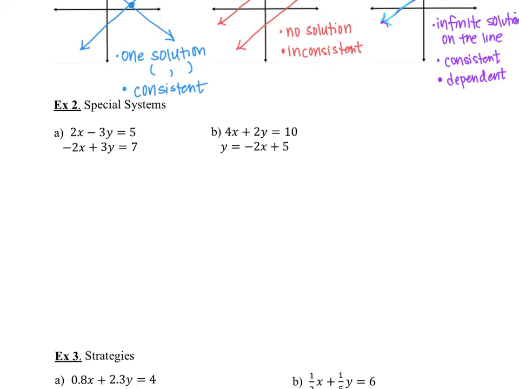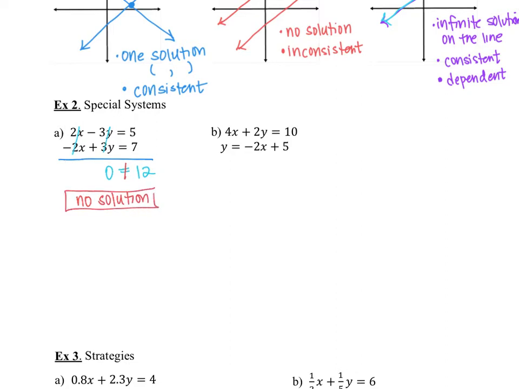Okay, so I'm going to go ahead and solve the first one. The first, A, 2x minus 3y equals 5 and negative 2x plus 3y equals 7, looks set up for elimination. So I'm going to go ahead and use elimination. If I were to use elimination, the variables cancel. So I'm left with 0 equals 5 plus 7, which is 12. Now because 0 is not equal to 12, this is an inconsistent system. So when I solve it, I would say there's no solution.